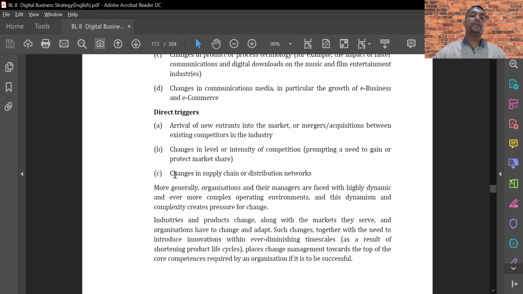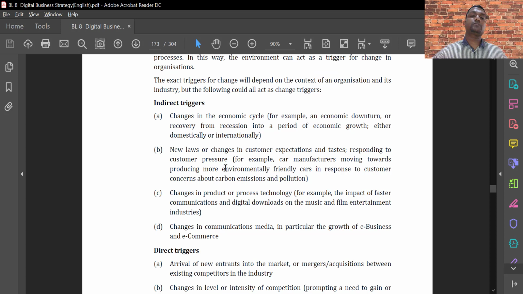And then if there are changes in the supply chain, where you get your materials and service and all that, the way you distribute your product or services. If that changes due to some reason, due to the country situation, due to the economic situation, then this directly triggers your organization. Now let's look at what are the indirect triggers.